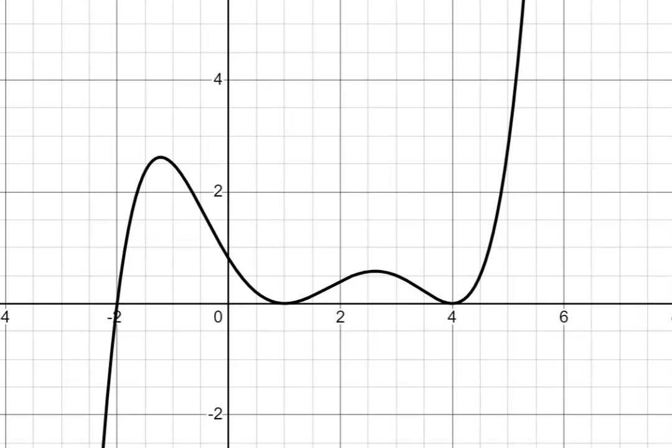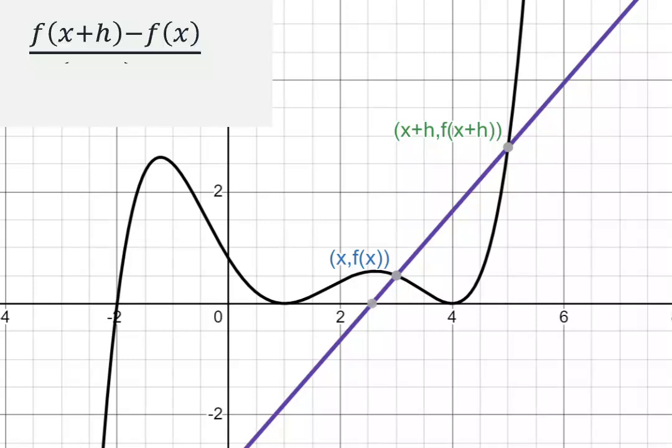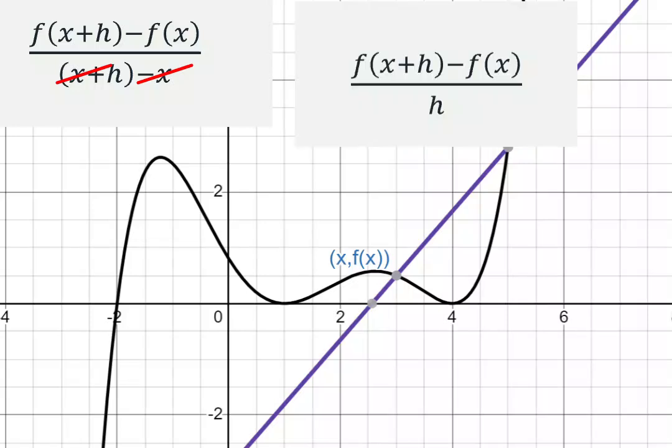So let's add 2 points to this graph. We'll call the first point x, f of x, and we'll call the second point x plus h, f of x plus h. What we want to do is find the slope of the line that connects these 2 points. So if you think back, slope is change in y over change in x. So our change in y will be f of x plus h minus f of x. Then our change in x will be x plus h minus x. Notice that we can cancel the x's in the denominator, which reduces our ratio to f of x plus h minus f of x all over h, which is our difference quotient.